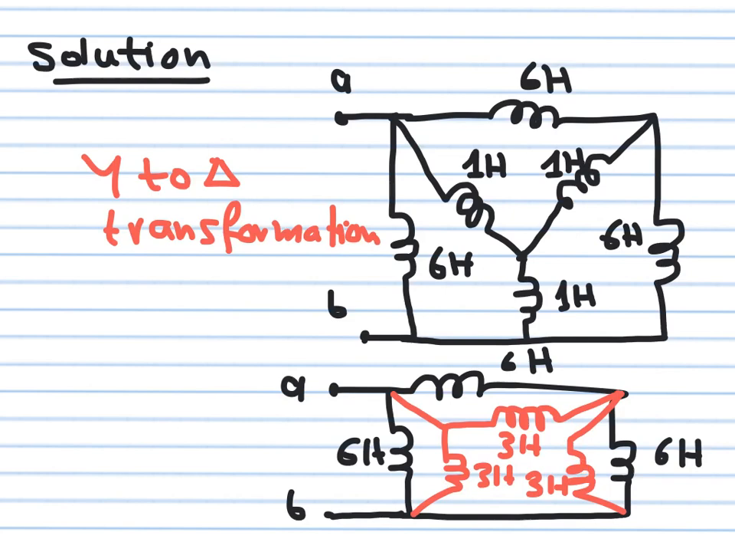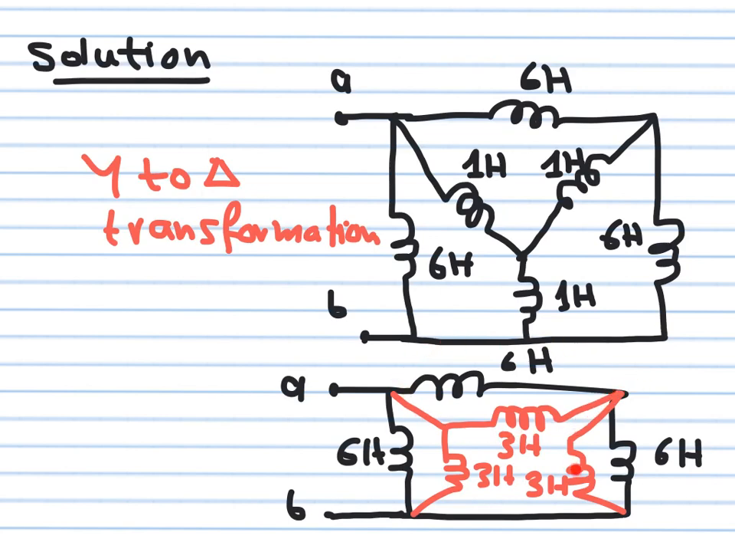So now this 3 Henry is in parallel with 6 Henry here. This 3 Henry is in parallel with 6 Henry here. This 3 Henry in parallel with 6 Henry here. We treat them in the same way we treat parallel resistances. So these two in parallel will give me 3 by 6 over 3 plus 6. So you get 18 over 9. So the net of these two will be one inductance of value 2 Henry.